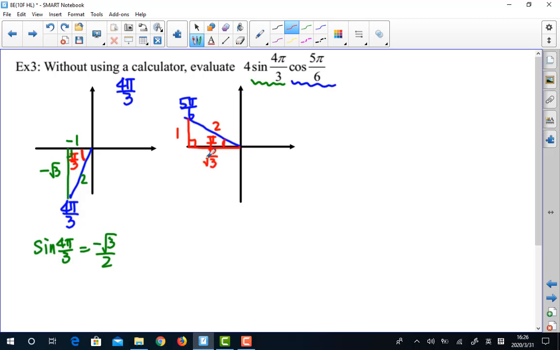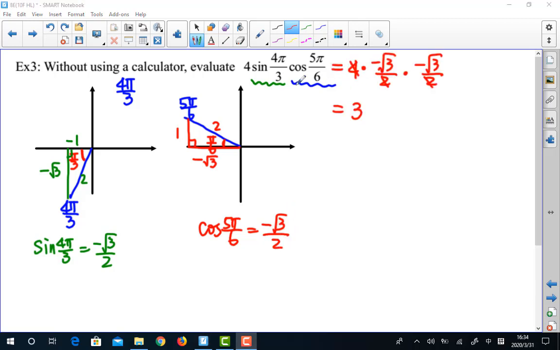And this side is on the negative x-axis, so this one should be negative. So cosine 5 pi over 6, I only need to look at its reference angle. Cosine reference angle equals adjacent over hypotenuse, should be negative root 3 over 2. Therefore, sine 4 pi over 3 is negative root 3 over 2. Let's plug in negative root 3 over 2. And cosine 5 pi over 6 is negative root 3 over 2.